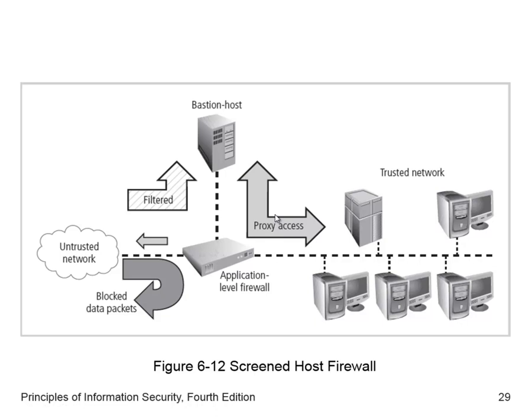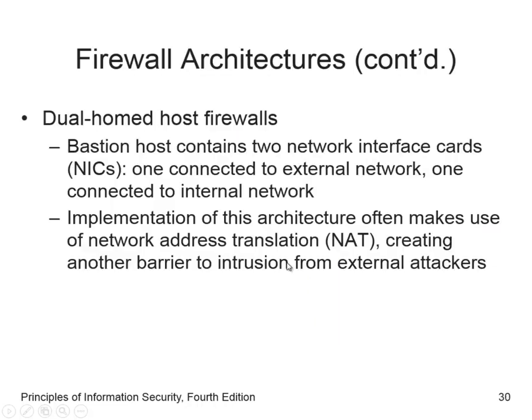This figure shows an example of the screened host firewall. As we can see here, we have the bastion host and we have the router. So we have two filtering devices, and those two can assist in blocking the packets and filtering what comes in, and then just getting to the trusted network the packets that will be trusted and will not affect the internal network.